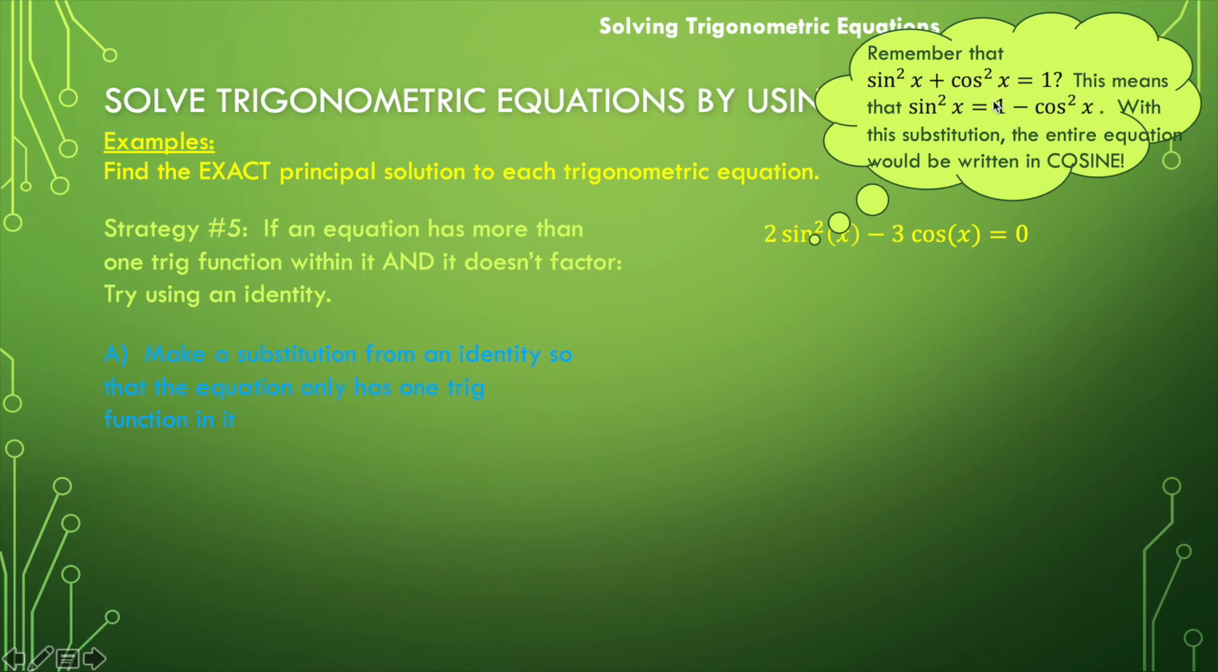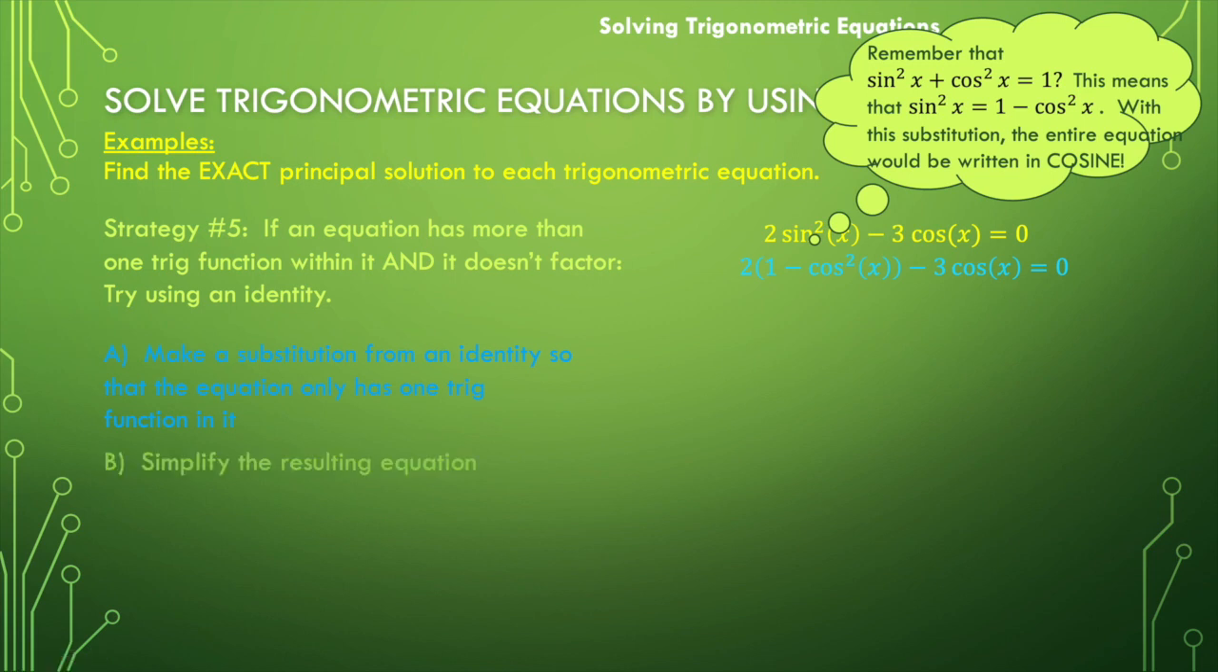If I substitute this whole expression into the equation where the sine squared of x is, then you will notice that the sine function will no longer be part of the equation, and the entire equation would be written in the function cosine. So let's do that. Let's replace sine squared of x with 1 minus cosine squared of x. Now if I look at this equation, the only function I see is cosine, and that's good. This will allow me to solve the equation.